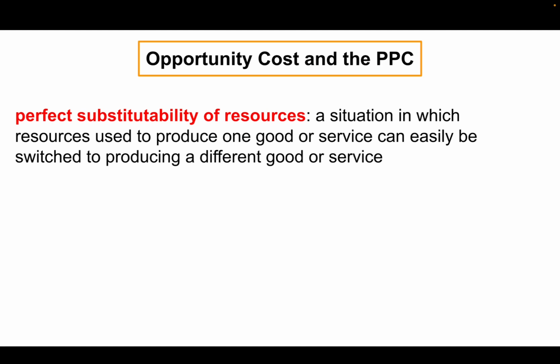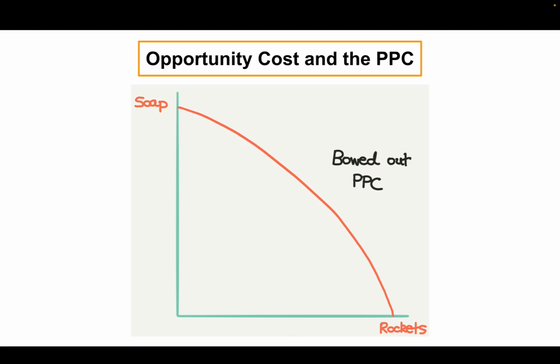Okay. Now, another type of PPC that we could have, and this is going to be a completely new graph, is a bowed out PPC. And this one, you can see it kind of bends out away from the origin. And I've chosen two very different goods on the axes to illustrate this. We have soap and we have rockets, okay? Very, very different products. And that's to illustrate something that's very interesting about a bowed out production possibilities curve.